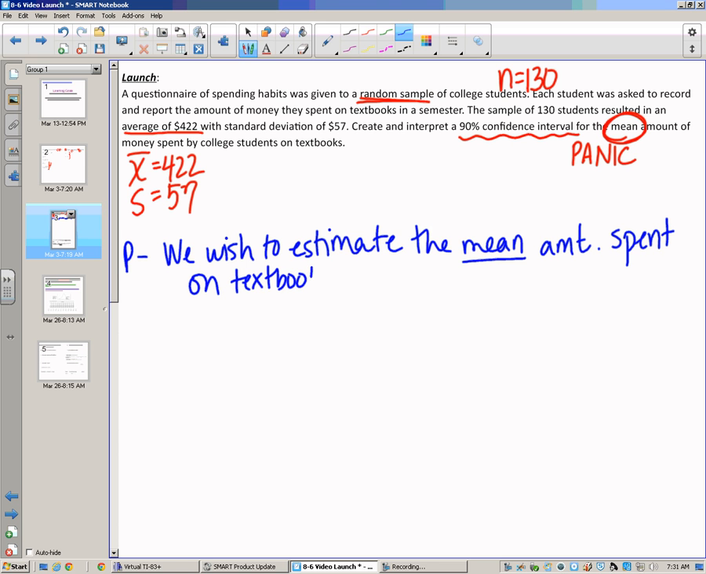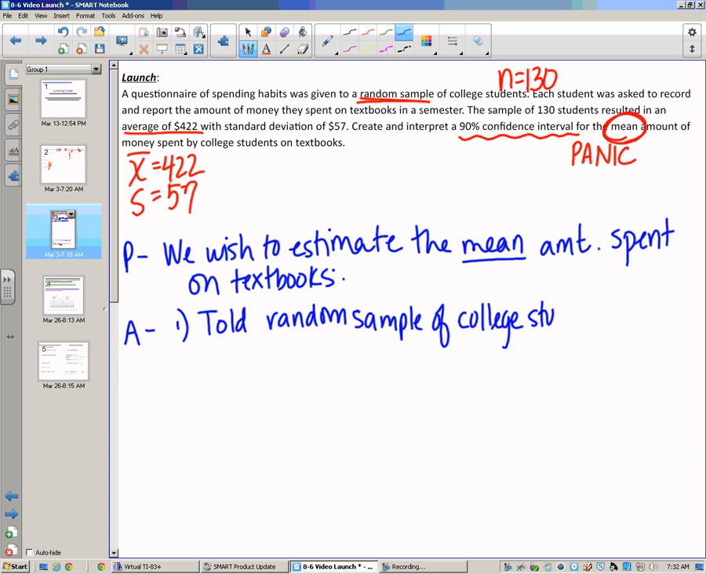Okay, so checking our conditions is what comes next. I call that assumptions and conditions. The first one is randomness. We were told a random sample was taken, and this was of college students. So we'll add that context. So we need to make sure we have a good sample.